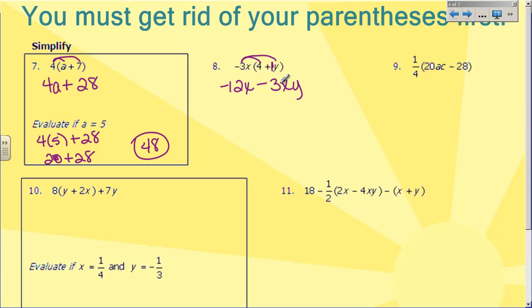Now, number 9 tends to scare people because number 9 has a fraction in it. It is not a big deal. All a fraction is a division problem, plus this is a nice pretty one. I have to do 1/4 times 20 AC.